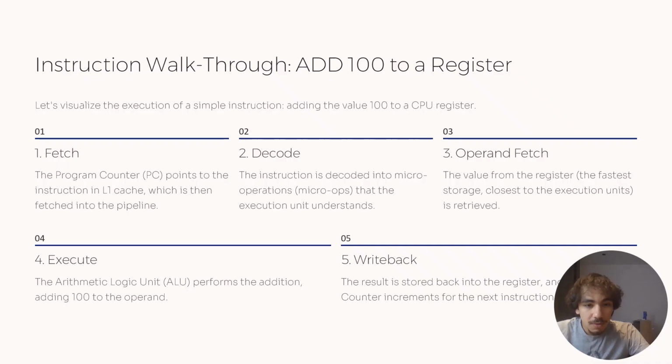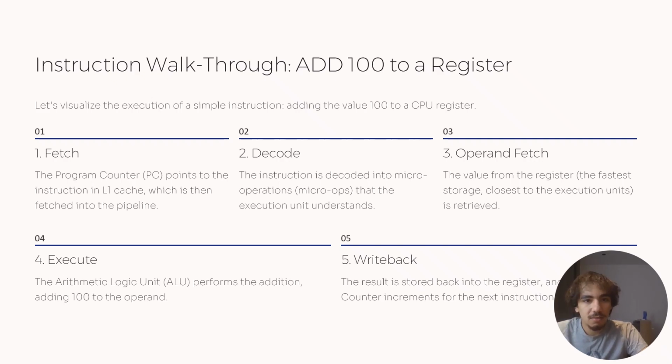Now, for the second question, let's walk through what happens with an instruction like add 100. This means we are adding the constant value to whatever is already stored inside a register.